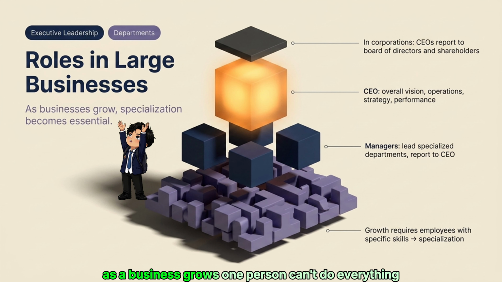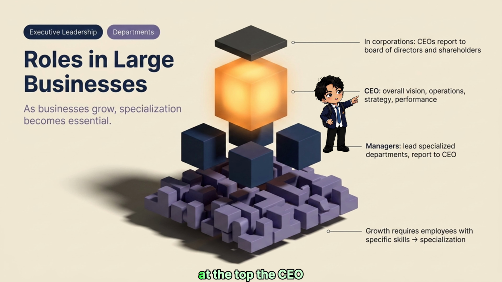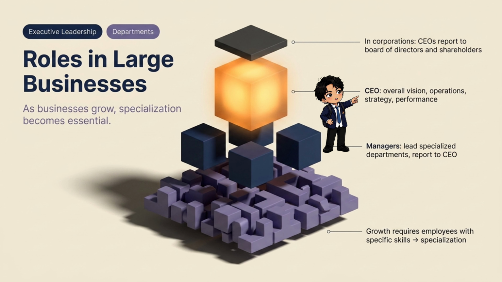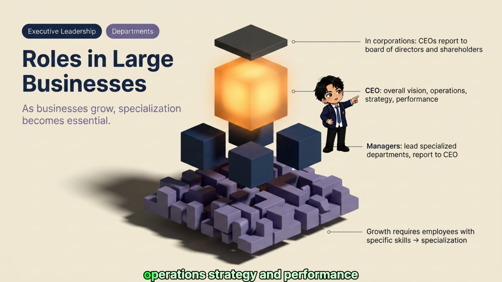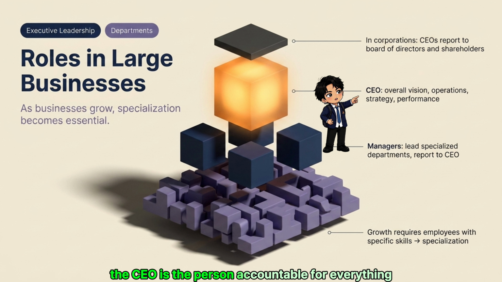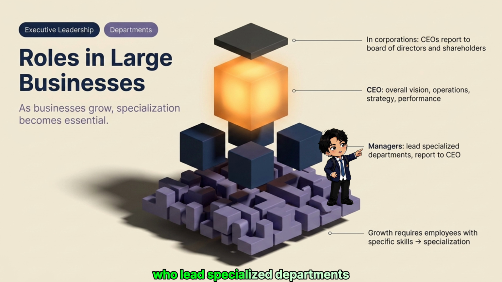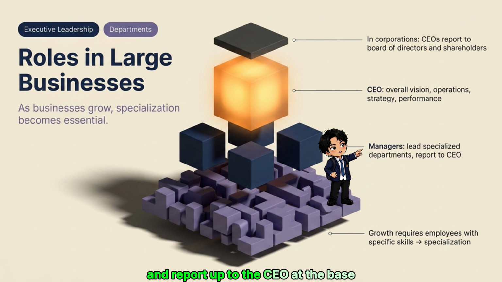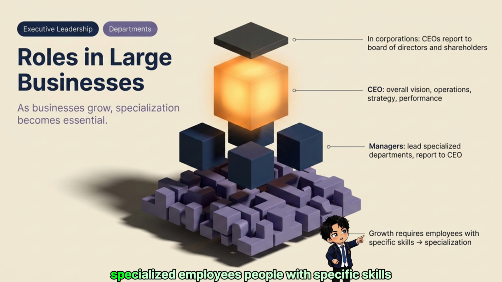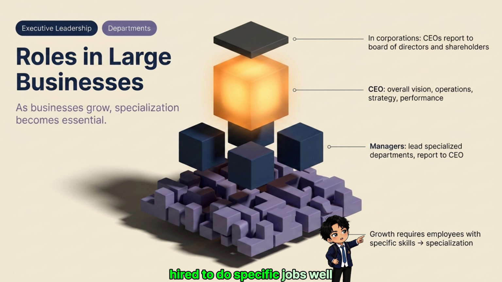As a business grows, one person can't do everything. Specialization becomes essential. At the top, the CEO, responsible for overall vision, operations, strategy, and performance. The CEO is the person accountable for everything. Below the CEO, managers who lead specialized departments and report up to the CEO. At the base, specialized employees, people with specific skills hired to do specific jobs well.